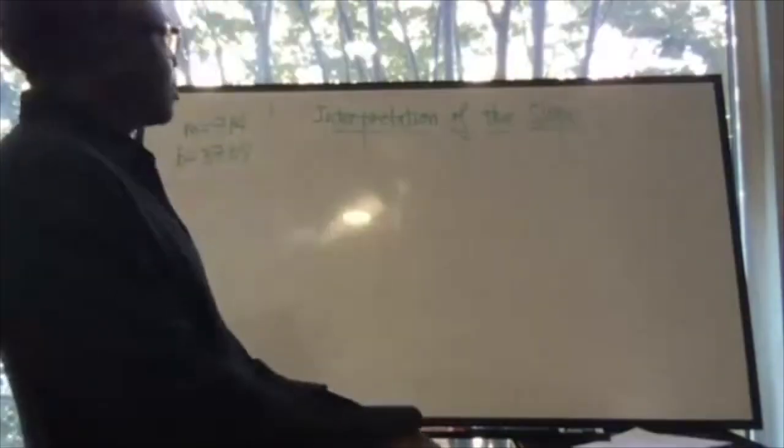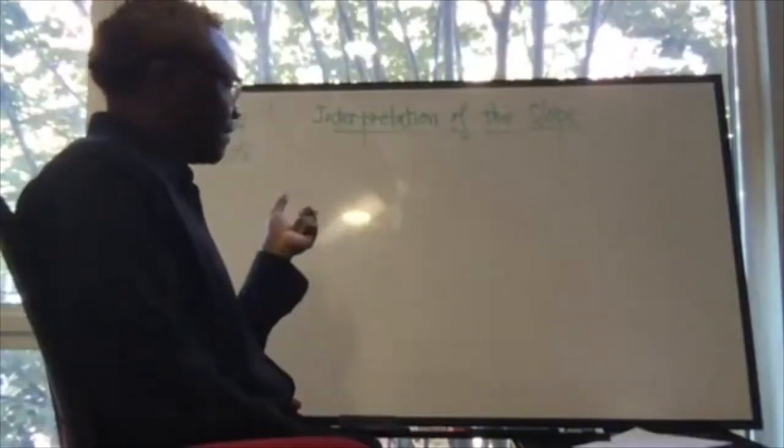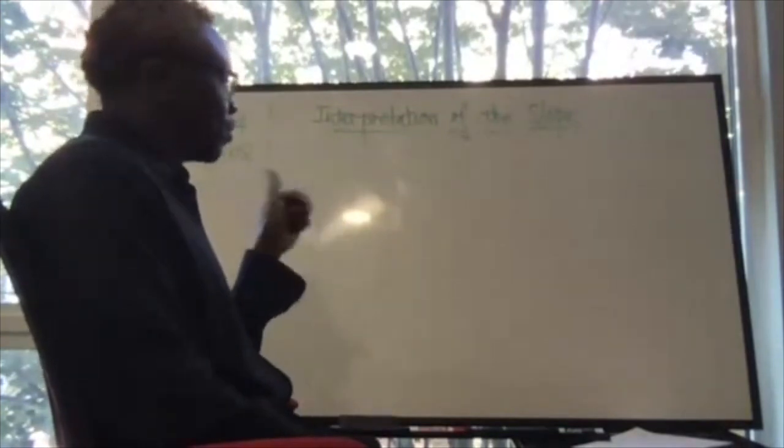So the first thing I'm going to say, interpretation of the slope. Interpretation of the slope. In other words, what does this slope mean? Now, when I say that, I'm asking about it in terms of the context of the problem. So interpretation of the slope. Well, first of all, we have to realize what the slope means, right?